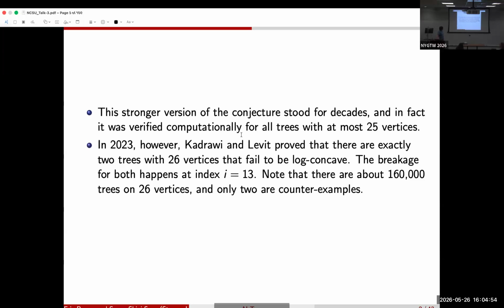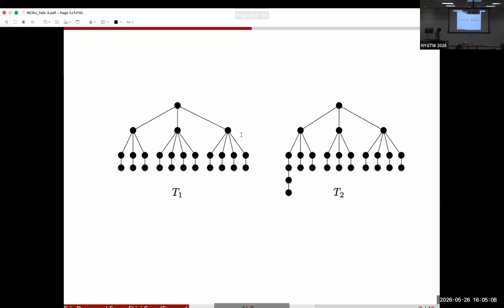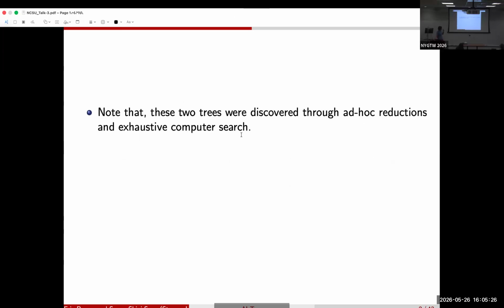And note that there are about 160,000 isomorphism classes of trees on 26 vertices, and they proved in this paper through exhaustive computer search that these are the only 2 counterexamples for log-concavity. And they look like this. These are the 2 trees on 26 vertices whose independent sequence fails to be log-concave. Notice that they look very similar. Okay. So now, these 2 trees were discovered through ad hoc reductions and exhaustive computer search, as said.